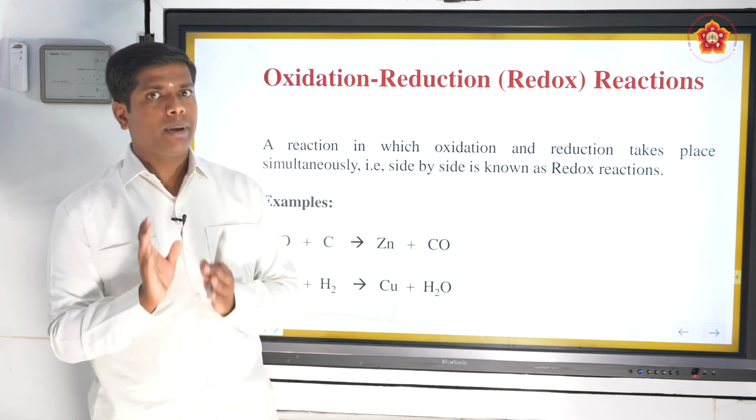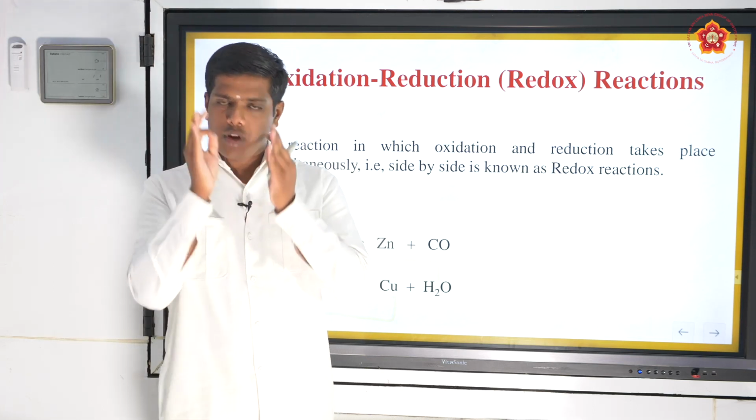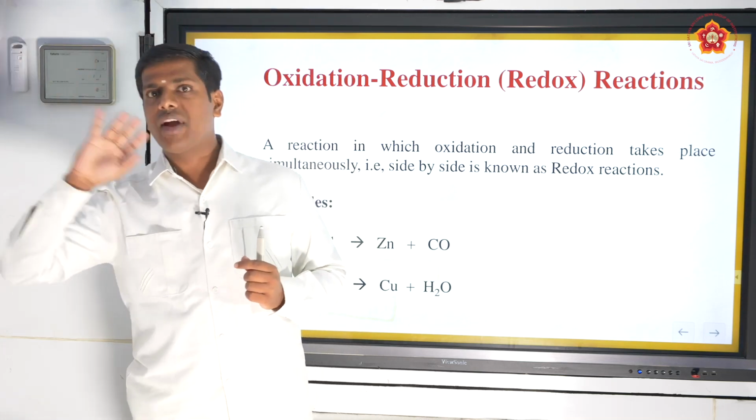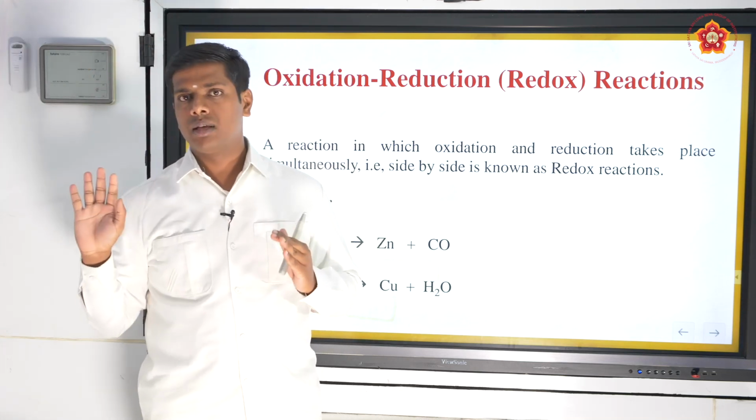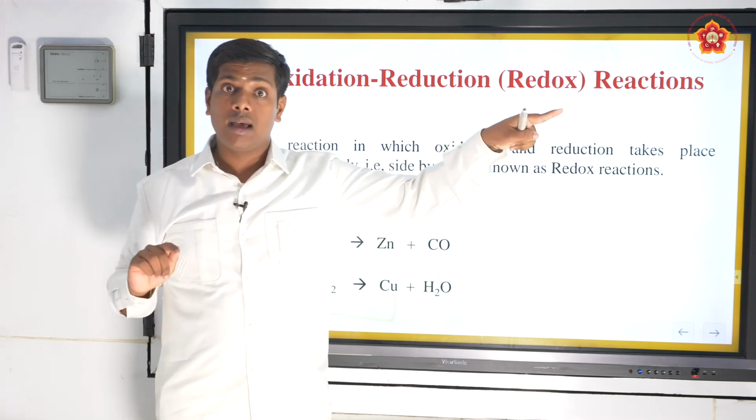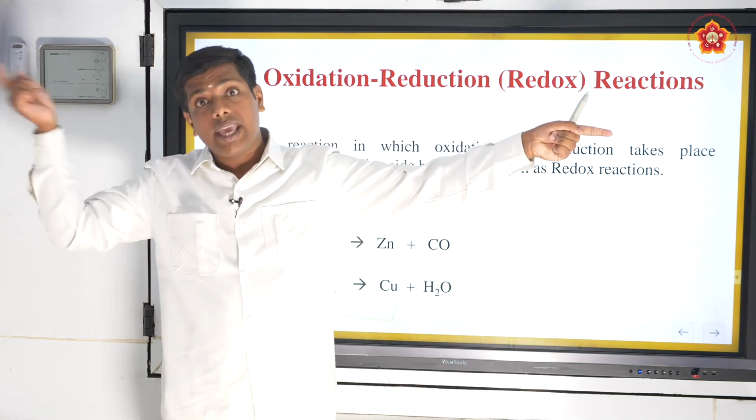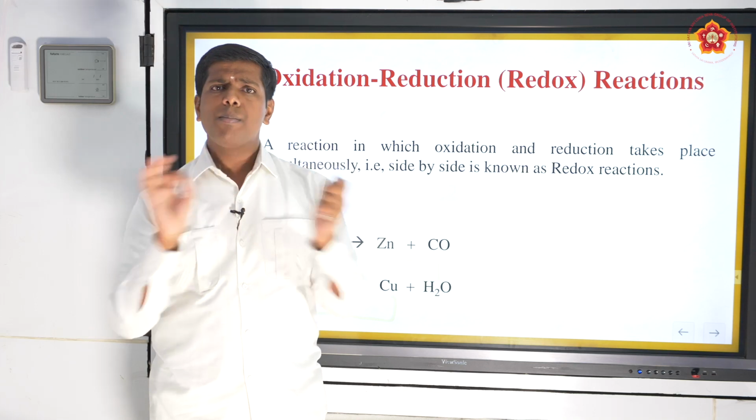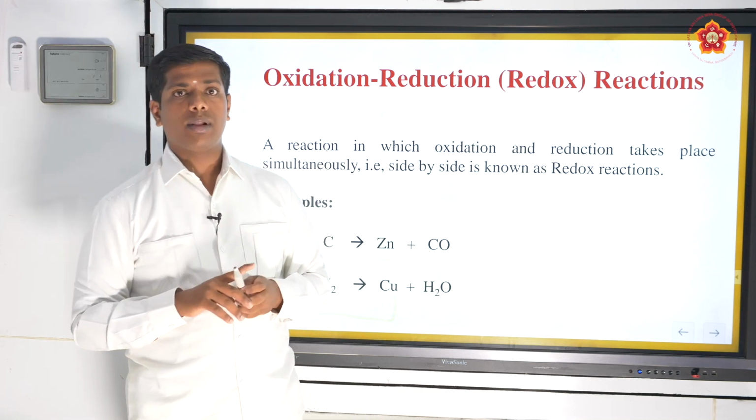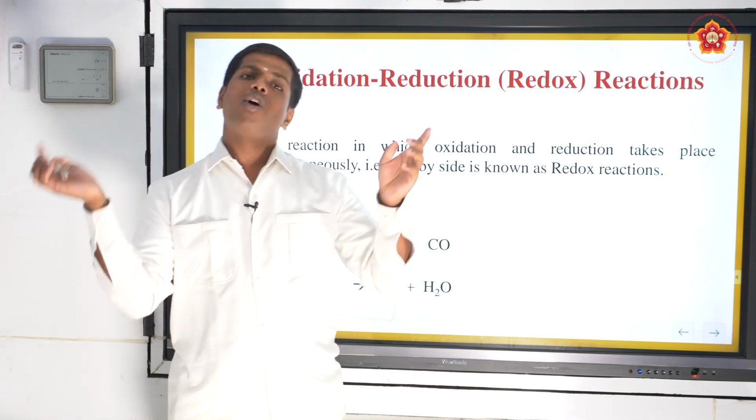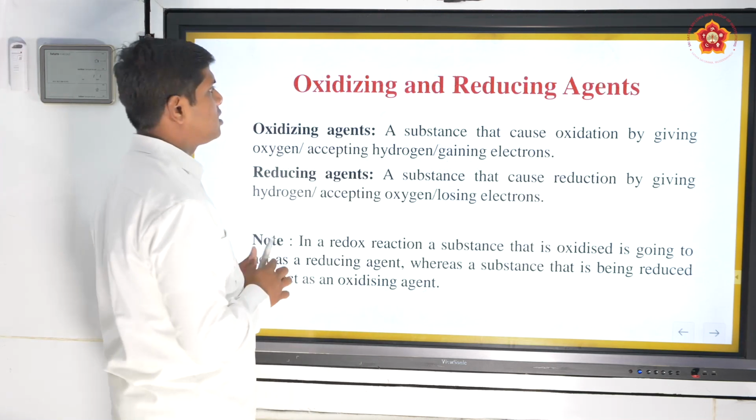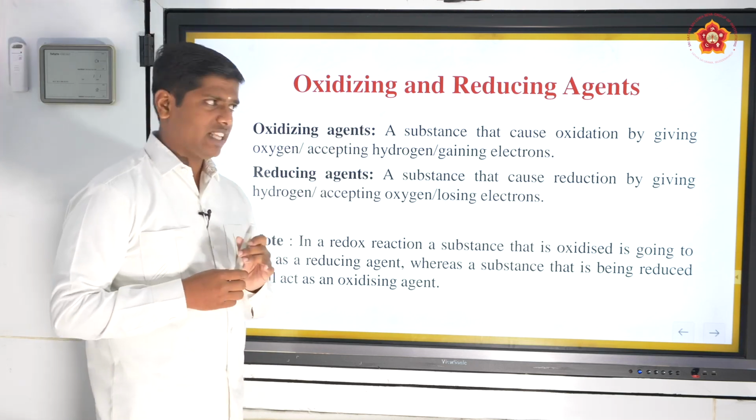Simple example. What does oxidation mean? You have to remember: adding of oxygen, gain of oxygen, or removal of hydrogen, or loss of hydrogen. What is reduction? Opposite. Where there is gain of oxygen, here loss of oxygen. Where there is loss of hydrogen, here gain of hydrogen. This is the simple definition, and you can solve more examples. Redox reaction means both oxidation and reduction take place. Next, oxidizing and reducing agents.